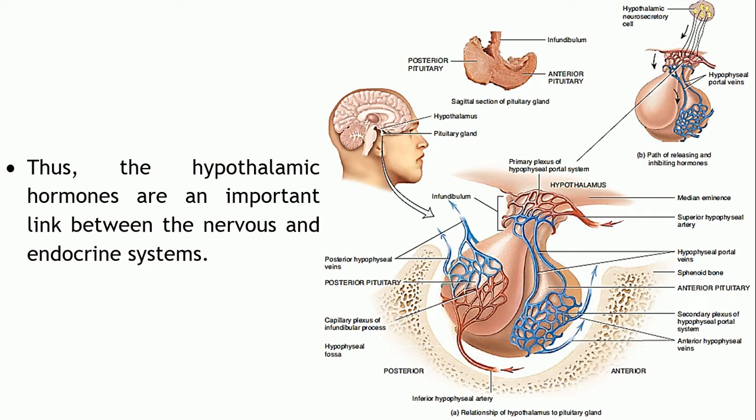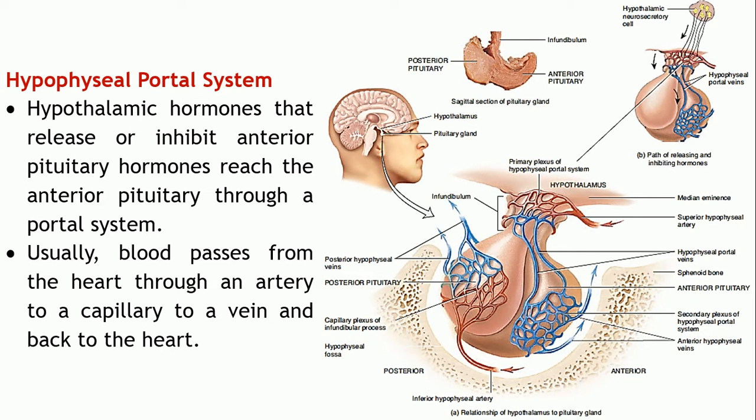That is why these hypothalamic hormones are an important link between the nervous system and the endocrine system, because the hypothalamus is part of the nervous system. Now, before going into the details of the types of cells and hormones produced by the anterior pituitary, let us understand the hypophyseal portal system. The hormones produced by the hypothalamus influence the pituitary gland because they are transmitted through this hypophyseal portal system.